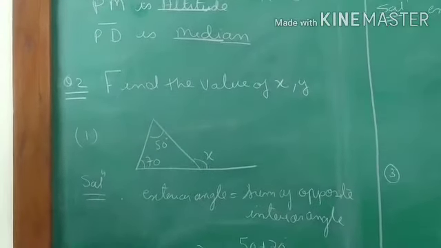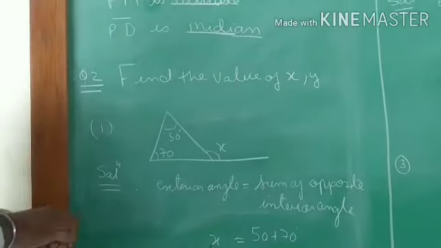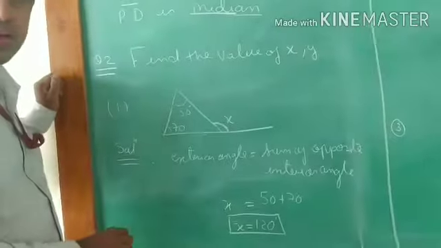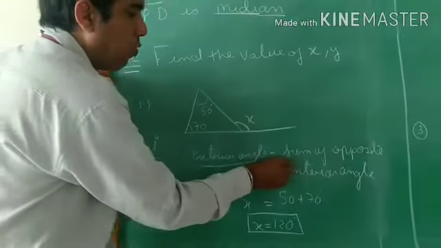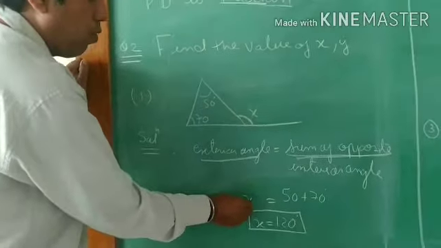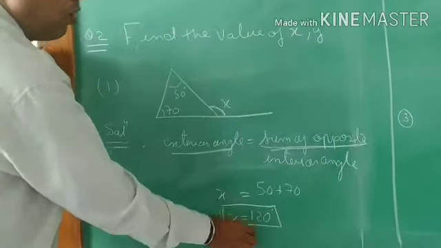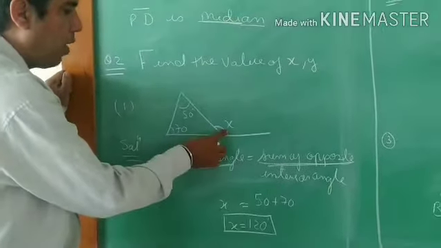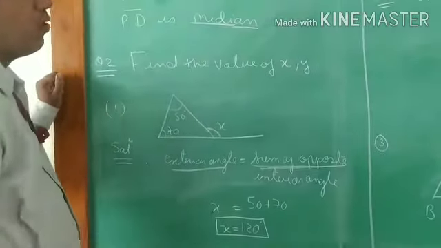So I have drawn the diagram, and you can see this is the exterior angle in the triangle. Already I discussed the result with you: exterior angle is equal to the sum of the opposite interior angles. So x is equal to 50 plus 70, which is 120, is the answer. Got it? x is exterior, so 50 plus 70, answer is 120.